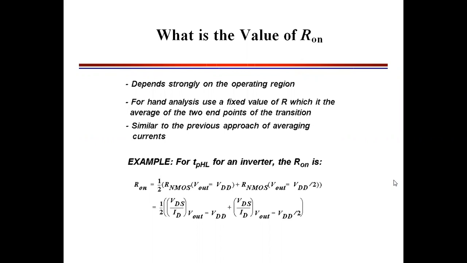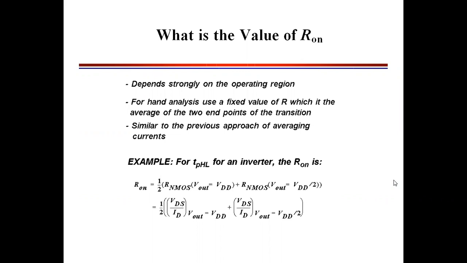Why is this second one VDD by 2? Because it is connected to the ground. So the total equation will become 1 half VDD upon ID. How does this come? V is equal to IR, so R is equal to V by I. So you can replace this: RNMOS is equal to VDS upon ID, with Vout is equal to VDD.